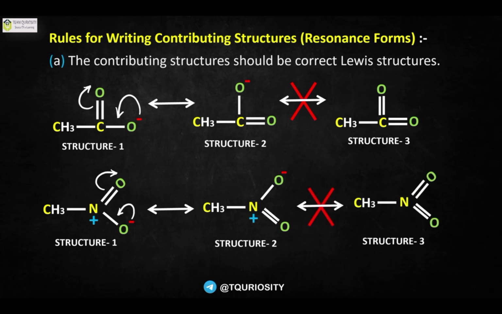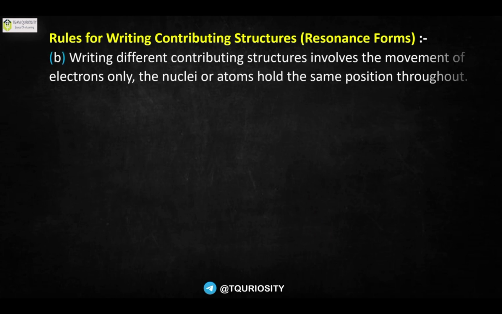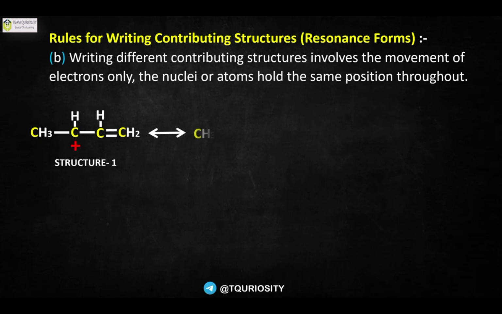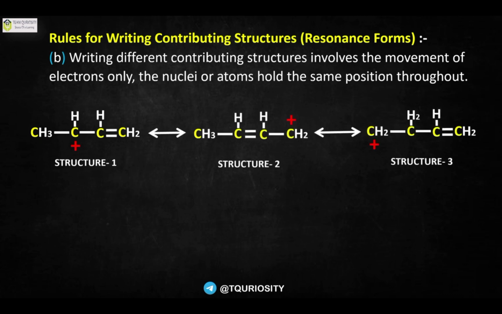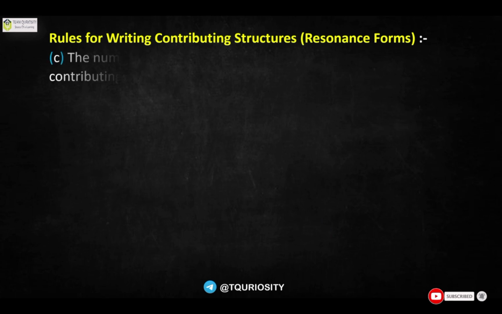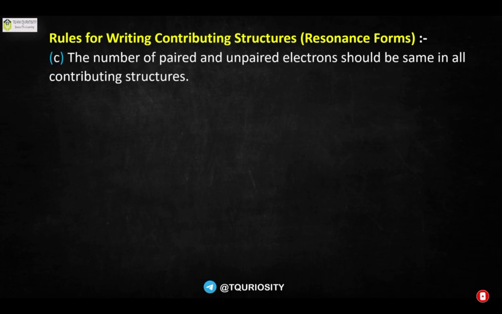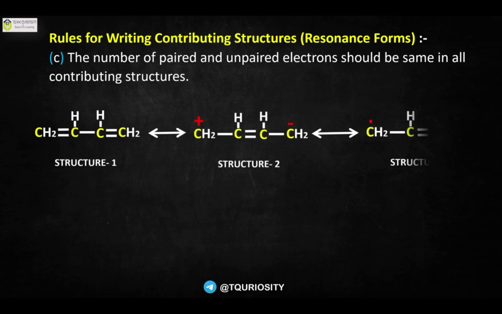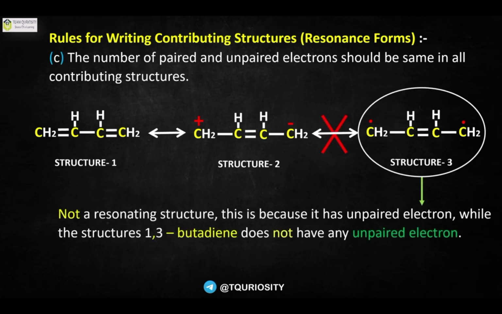The second rule, writing different contributing structures involves the movement of electrons only. The nuclei or atoms hold the same position throughout. In the given example, we can see that the structure 3 is not a resonance structure. This is because the position of hydrogen has been changed. The third rule, the number of paired and unpaired electrons should be the same in the contributing structures. In the given example, we can see that the structure 3 is not a canonical form. This is because it has an unpaired electron, while the structure 1,3-butadiene does not have any unpaired electrons.